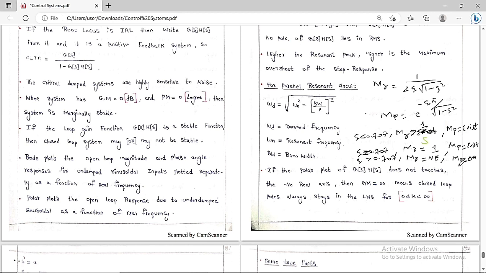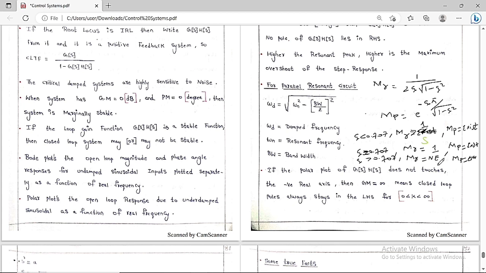So what is the meaning of this? If MR exists, then MP exists. If MP exists, then MR may or may not exist. So if MR exists, MP compulsorily exists. But if MP exists, it is not compulsory that MR will exist. So this part you always have to keep in your mind.